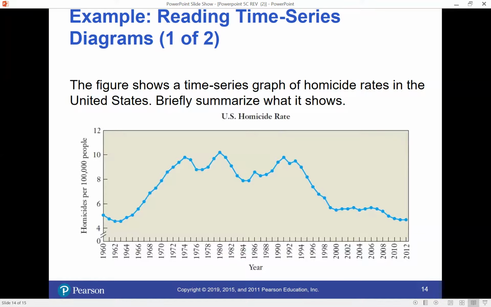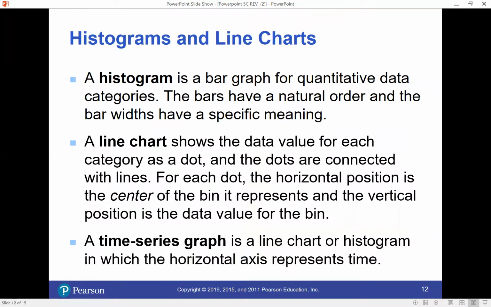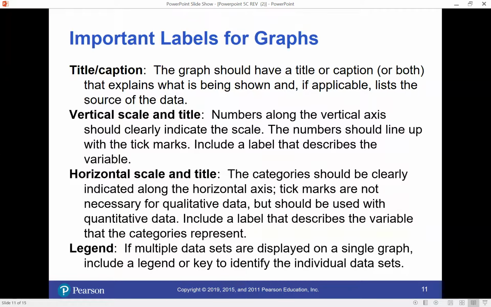So look at things you need for these graphs. I'm going to go back and show you that slide now. So labels you want on a graph. You want a title or caption for that graph. It's got to tell me what it's about, okay? And list the source of the data if you can. So if you're looking at a graph that was showing who voted Republican versus Democrat versus independent, you'd probably want to list the source of that data. What poll did they get that data from?